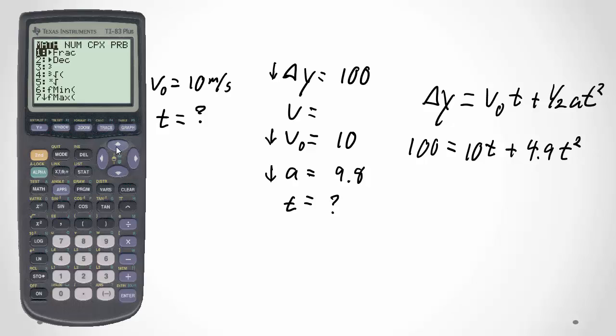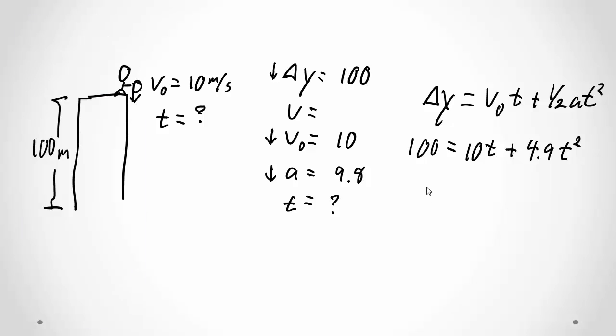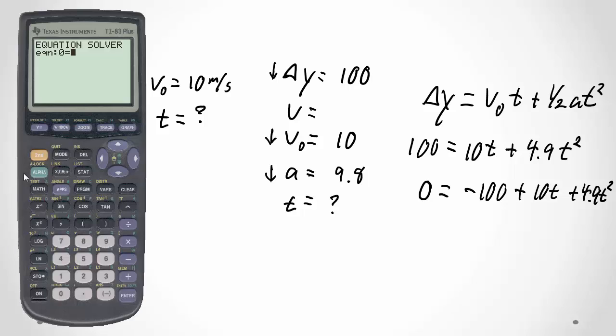Math menu, all the way at the bottom of this menu, and if you hit the up arrow key it'll take you there quickest, or you can just hit 0. That takes you to what's called solver, so go ahead and hit enter there. Now you always have to have the equation equal to 0, and this one's not equal to 0, but we can fix that easily enough. We just need to move that 100 to the other side. So I'm going to have 0 equals negative 100 plus 10t plus 4.9t squared.